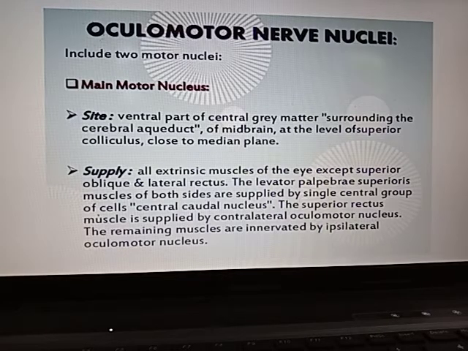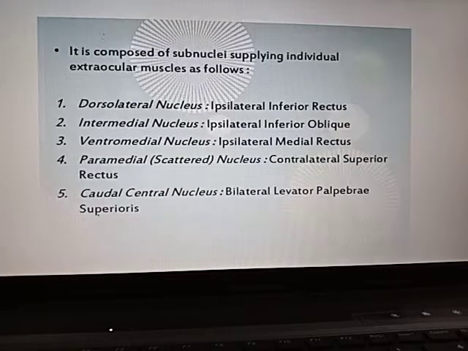Oculomotor nerve nuclei include two motor nuclei and the main motor nucleus, situated in the ventral part of the central gray matter surrounding the cerebral aqueduct of the midbrain at the level of the superior colliculus, close to the medial plane. The main motor nucleus supplies all extrinsic muscles of the eye except superior oblique and lateral rectus. The levator palpebrae superioris muscles of both sides are supplied by a single central group of cells, the central caudal nucleus. The superior rectus muscle is supplied by the contralateral oculomotor nucleus. The remaining muscles are innervated by the ipsilateral oculomotor nucleus.